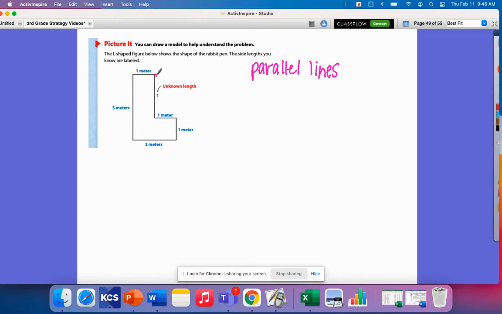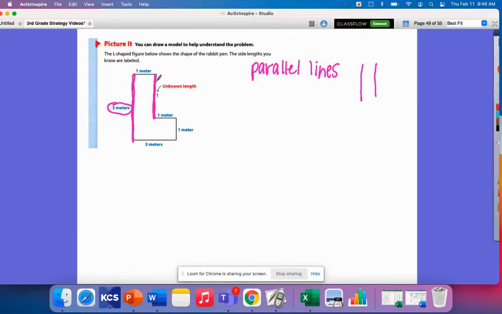So here I'm trying to find this unknown length. This is a vertical line, so I'm going to find another line that runs parallel to it. Parallel would be another vertical line. Over here, I have the other side of this composite shape, and this line says that it's 3 meters long.